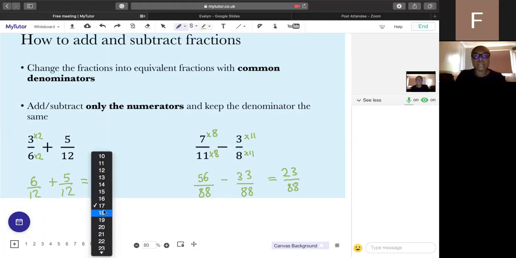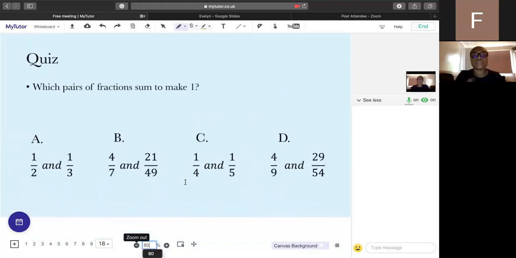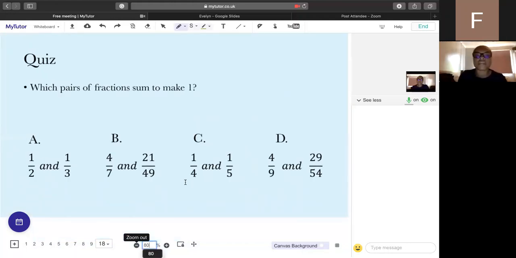Now, multiplying is a little bit easier. But before we go on to multiplying quickly, let's go through this quiz. So which pairs of fractions sum to make 1? Is it 1/2 and 1/3? Is it 4/7 and 21/49? Is it a quarter and a fifth? Is it 4/9 and 29/54?